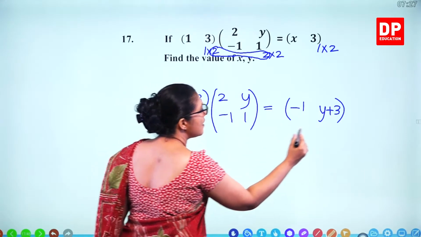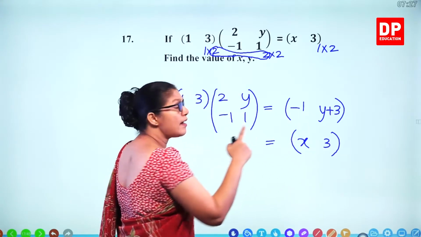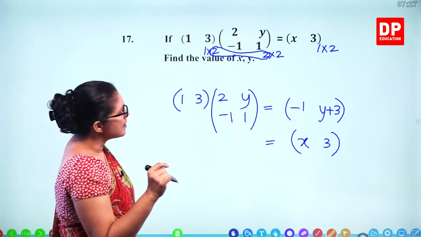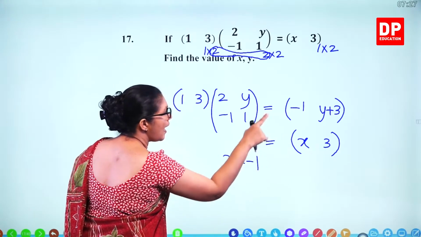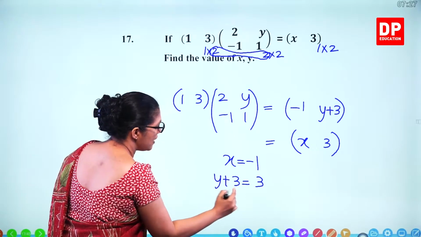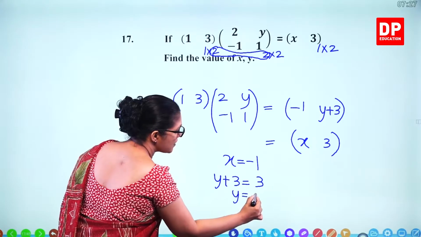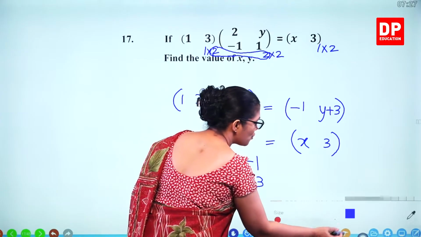But this is given as x and 3. So you can compare the elements. x should be minus 1 and y plus 3 should be 3. That means y becomes 3 minus 3, that's 0. So x is minus 1 and y becomes 0. So 2 marks for that.